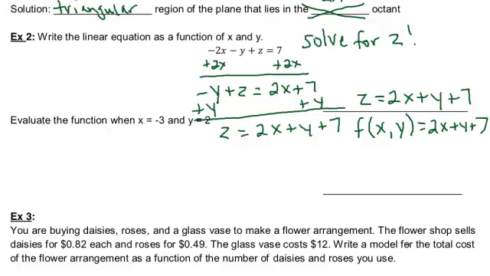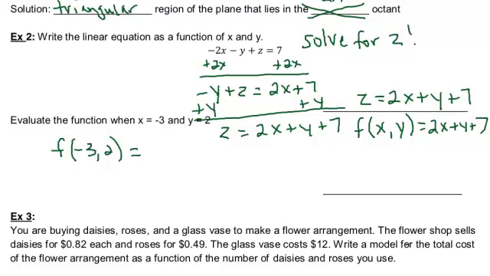So in the second part, we are evaluating the function when x equals negative 3 and y equals 2. So we're just plugging in these 2 values into our function. Again, in function notation, this would look like f of negative 3, 2, because negative 3 is our x value and 2 is our y value. And again, we're just plugging those values in.